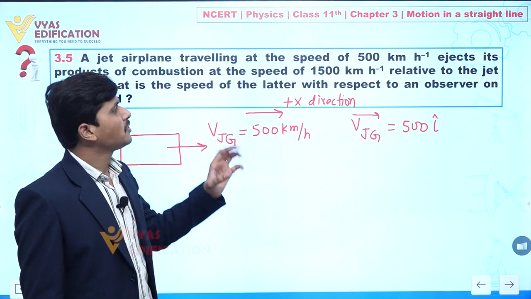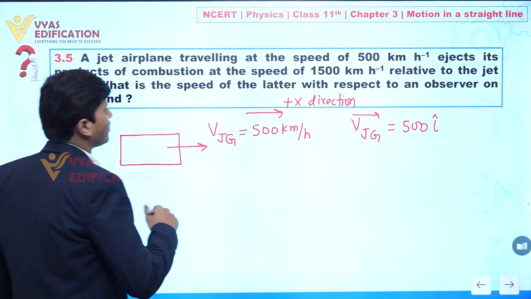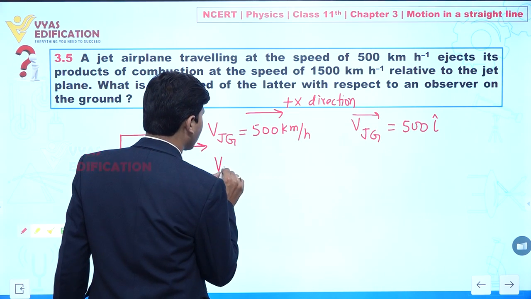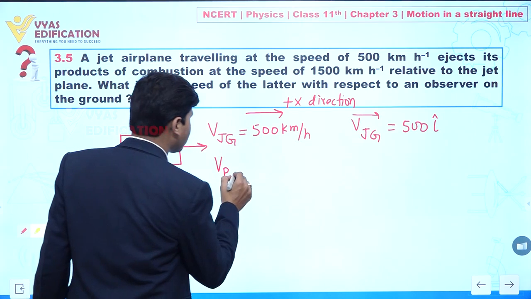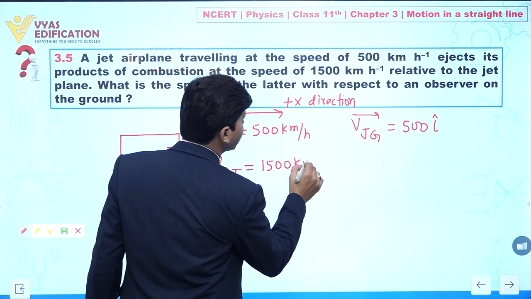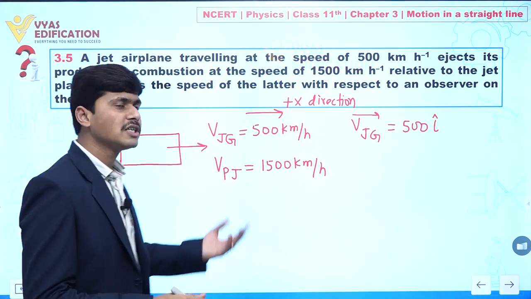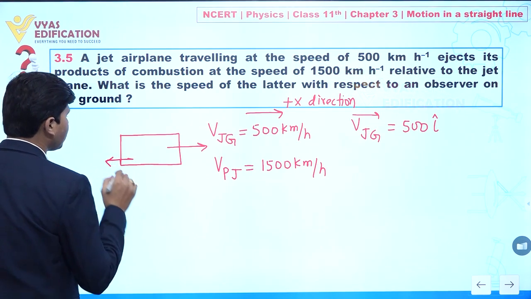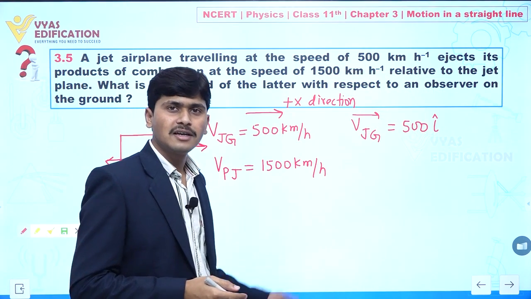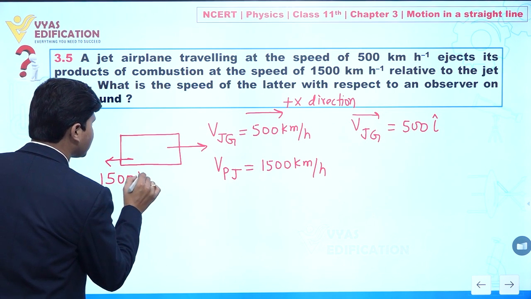It ejects its product of combustion at the speed of 1500 km per hour relative to the jet plane. It means we can say velocity of product of combustion with respect to jet is 1500 km per hour. Definitely, when the jet plane is moving in the right direction, the product of combustion will be going out in the left direction.